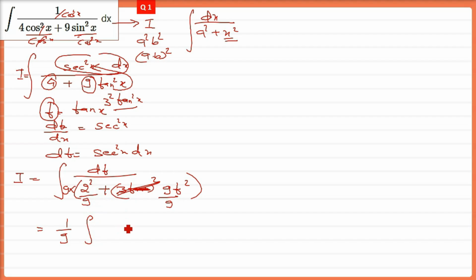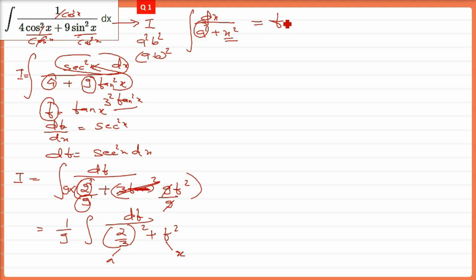What is remaining? dt is already there. This is 2 by 3 whole square, because 2 square by 9, that is 2 by 3 whole square, is 4 by 9 only. That was initially there. Then we have this 9 and it gets cancelled. So this dividing by 9 is done because we want to get rid of anything accompanying t or x, so that we can actually use this formula, integration of dx by a square plus x square. A is 2 by 3 and x is t here.